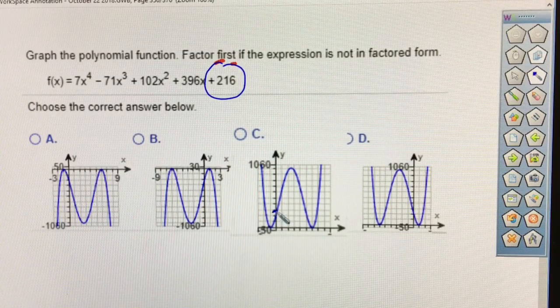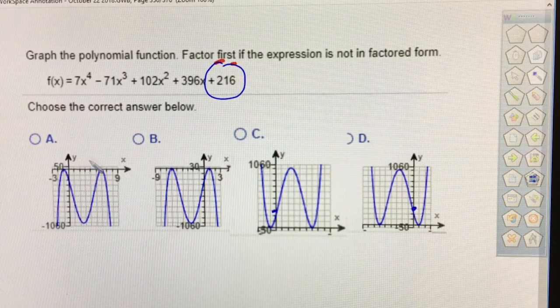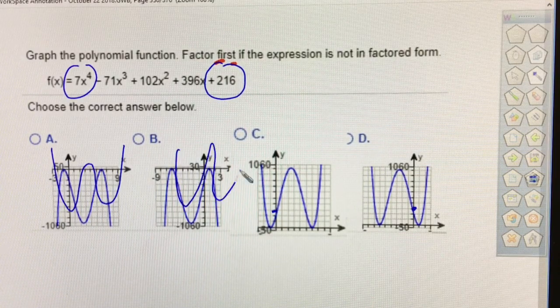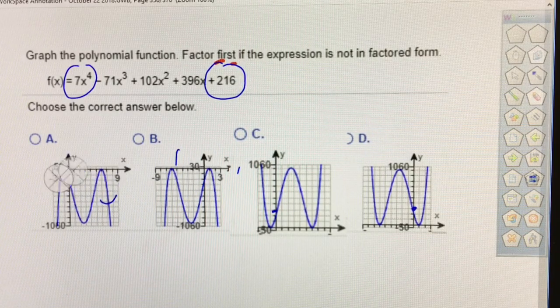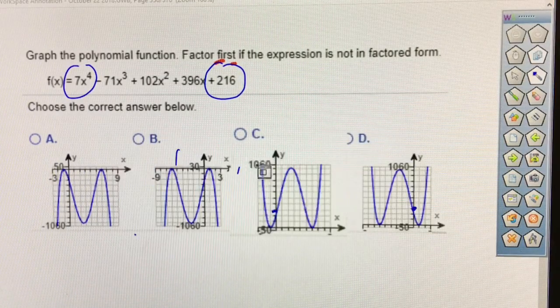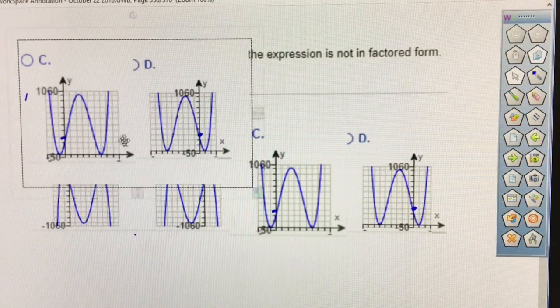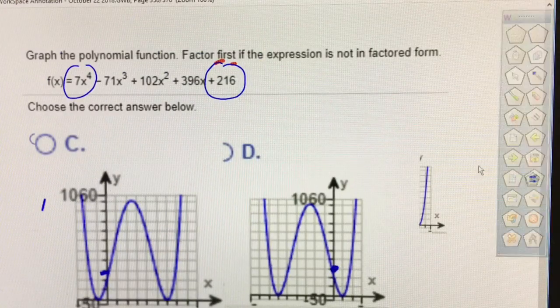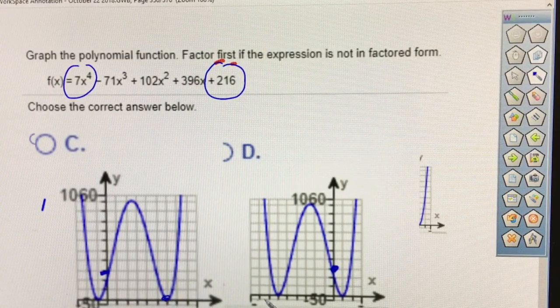Positive 16 shows up there or there on both pictures. So positive 216. And it's concave up, so it would be a W, not an M. So I'm just going to deal with these two W's and see which ones I can choose, C or D. So let's see here. It touches and turns.